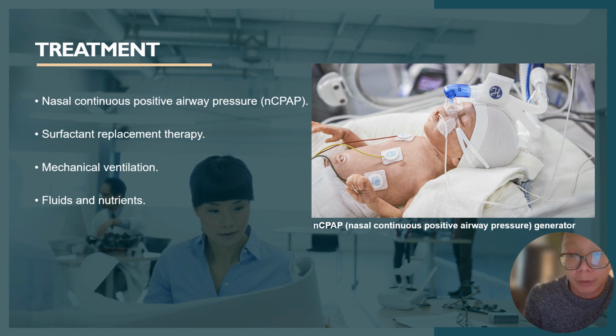And the last treatment that I am going to go over is fluids and nutrients. These may be given to help prevent malnutrition and promote growth for the newborn infant. Nutrition is critical to the growth and development of the lungs for a newborn baby, especially if they are born prematurely.